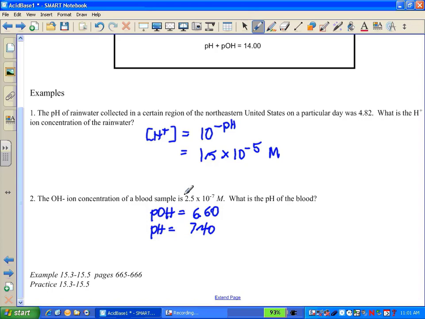In terms of significant digits, there are 2 significant digits in this number, so there are 2 decimal places in the pOH. By subtraction, there are 2 decimal places in the pH. As a general rule, if you always keep 2 decimal places, you'll be fine with the pOH.